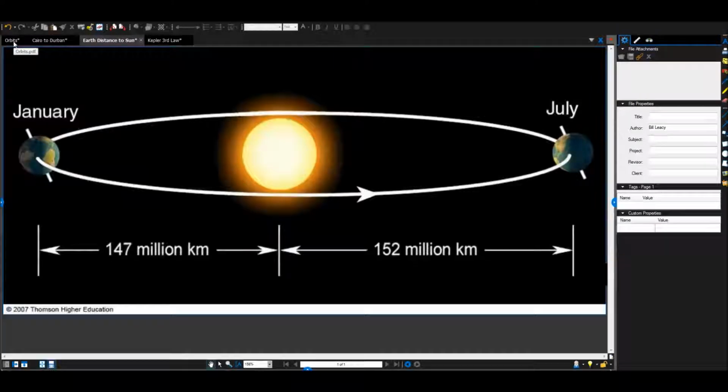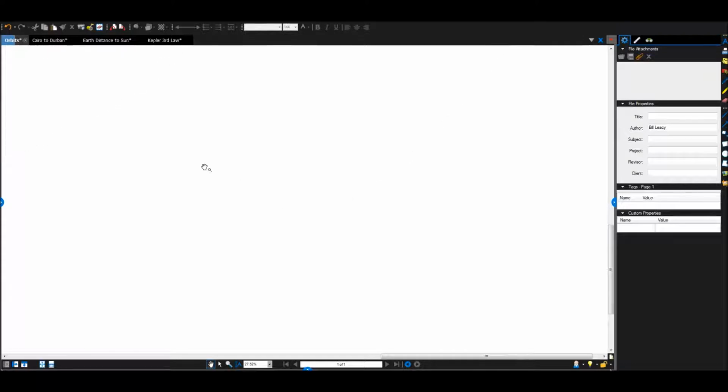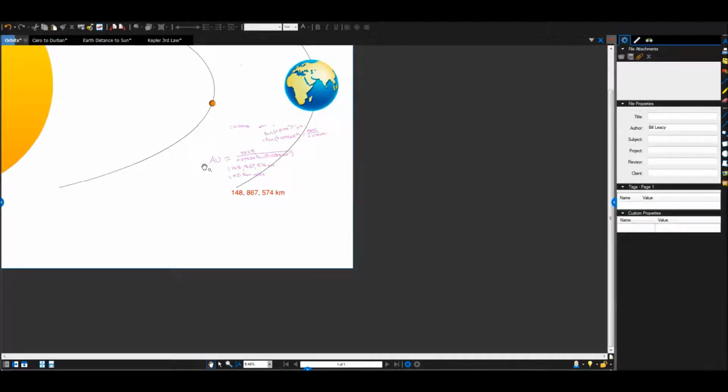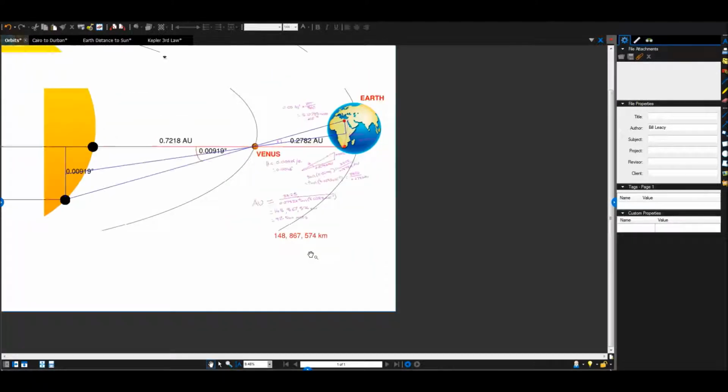So yeah, that's how you calculate the distance of the sun from the Earth. I know it's pretty complicated, but we got there, and it all makes sense.